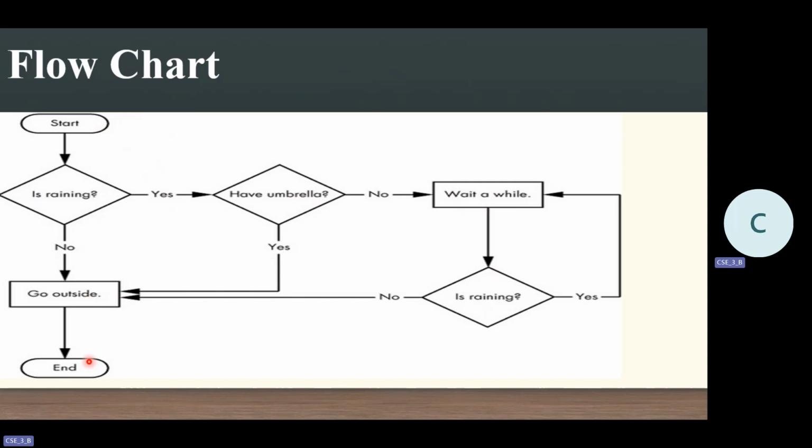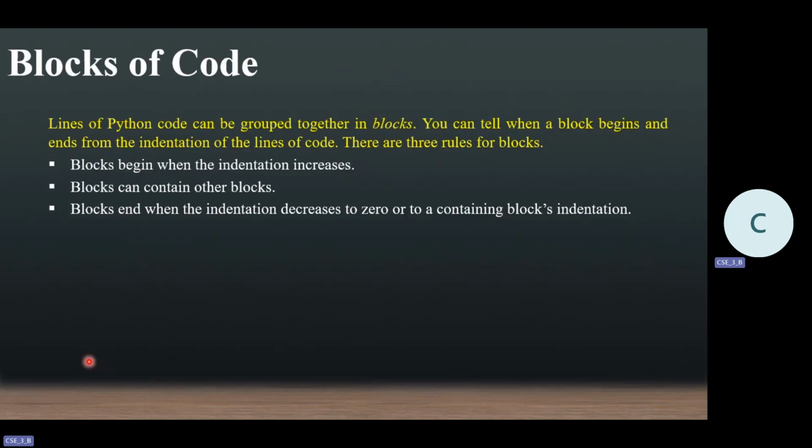So now let us understand through the flow chart how we actually represent conditional and looping statements. Let us first understand blocks of code. Lines of Python code can be grouped together in blocks, because every statement in Python can be executed, and we can club together all these Python statements into a block. You can tell when a block begins and ends from the indentation of the lines of code.